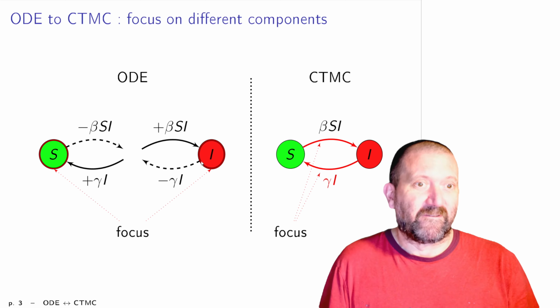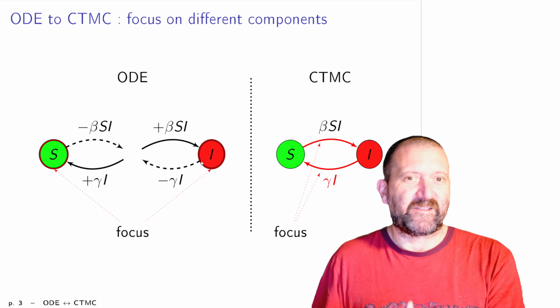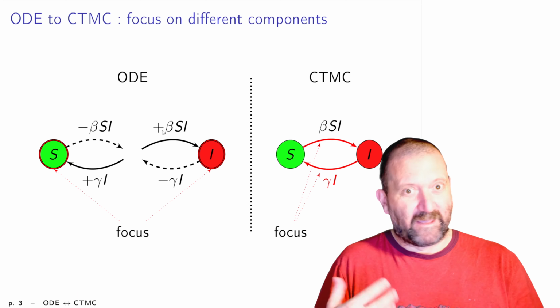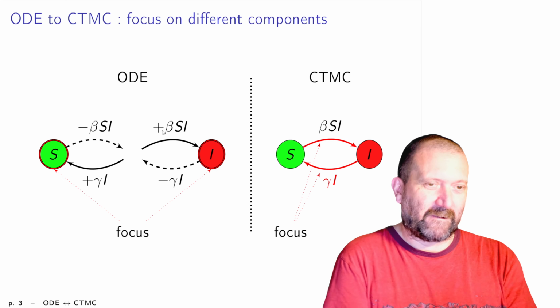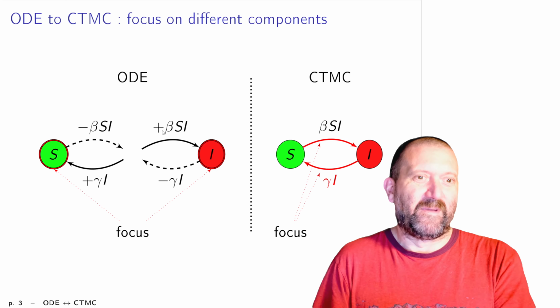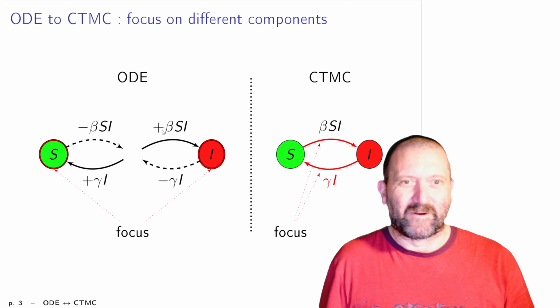I'm doing mass balance, essentially. What is entering, what is leaving. What is entering is beta SI, and what is leaving is gamma I. So in this case, the equation for I prime is beta SI minus gamma I.